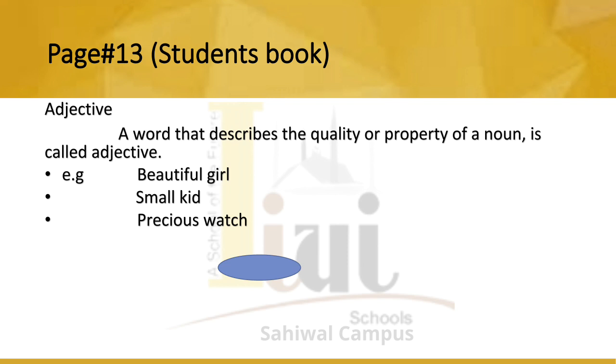So these are known as adjectives. So adjectives are the properties or the qualities that are described. So examples are like beautiful girl, small kid, precious watch. These are qualities of something.